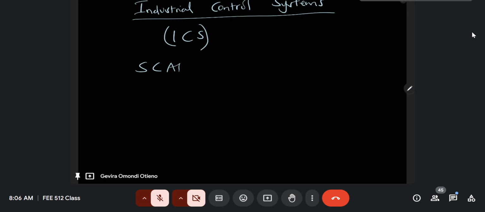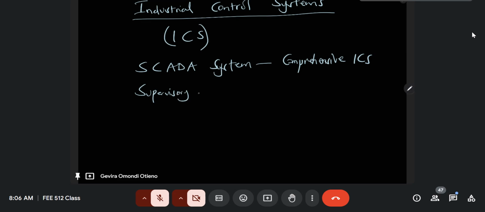So you have the SCADA system, which is a very comprehensive ICS. It's an industrial control system. So SCADA system stands for supervisory control and data acquisition. Okay, so that's a SCADA system. It's a very, very complex industrial automation control system. So it uses a lot of things.